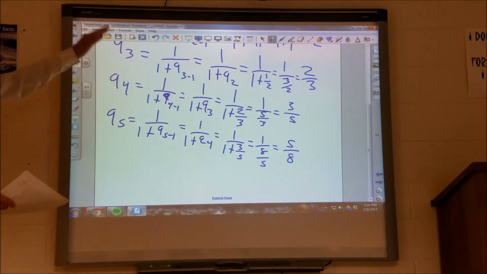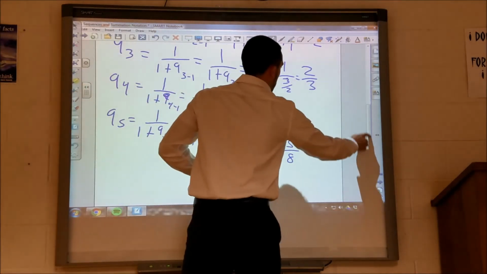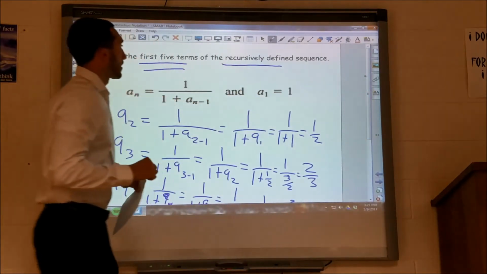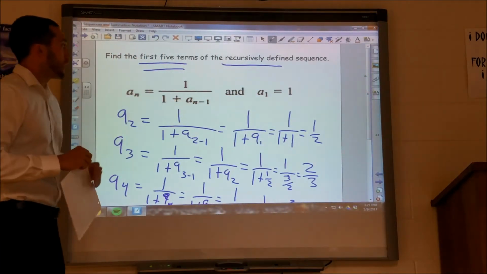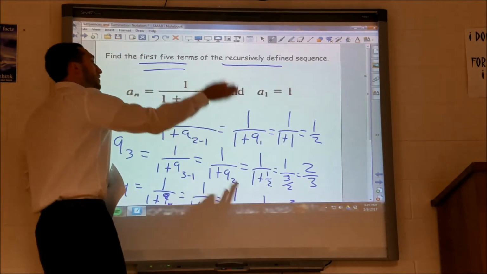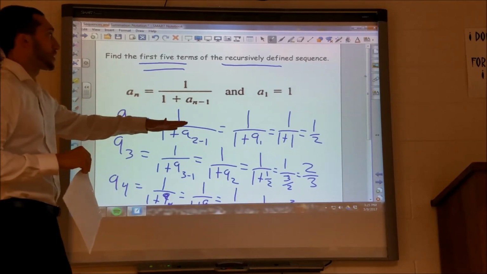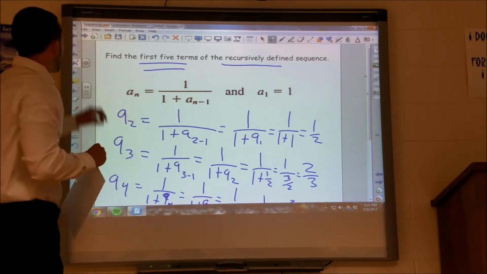So you can see the process here of a recursive series. Okay, so this recursive sequence just means I take the previous term, plug it in, find the next term, and so on and so forth, and we can find whatever term they wanted us to find here.